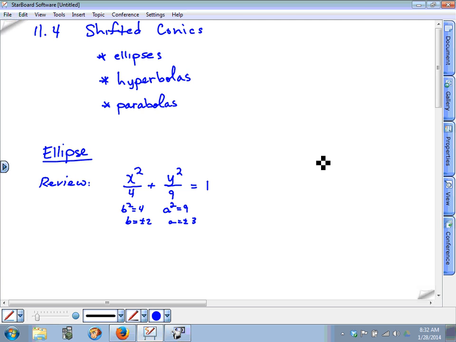Is this coming back to you? Since this is a vertical ellipse, the a values go on the y-axis. So we're going to place 3 and negative 3 on the y-axis. 2 and negative 2 go on the x-axis. Sorry, I know I'm going pretty fast here, but I'll make sure that we have time for everything today.